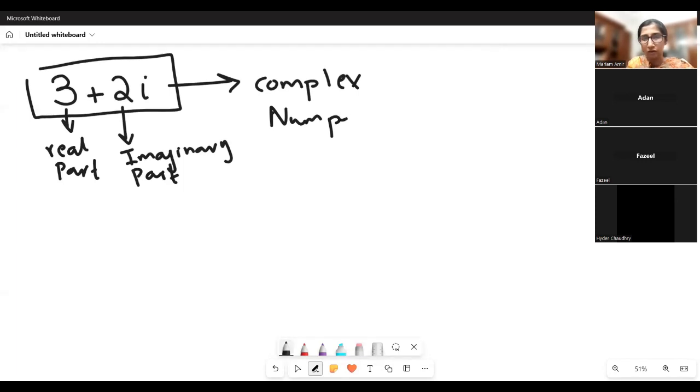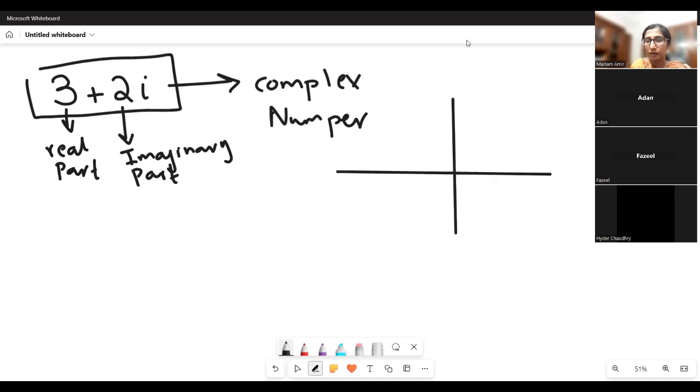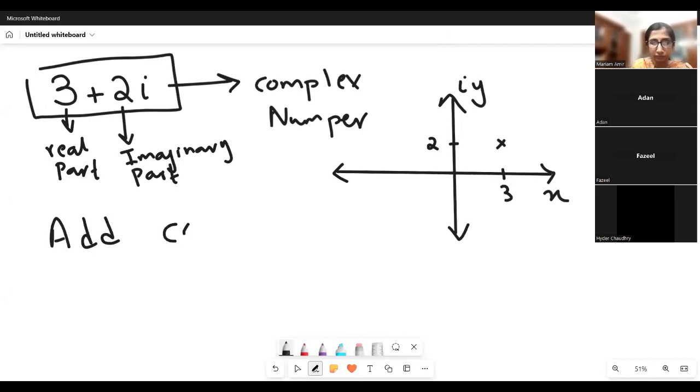And in case you have to plot it, you will have a real axis here and an imaginary axis here. So that would be 3, 2. So 3 here on the real axis, 2 on the imaginary axis, and this is where 3 plus 2i lies. All right, but we'll talk more about this when we discuss Argand diagrams. Anyway, right now we're discussing how to add complex numbers.